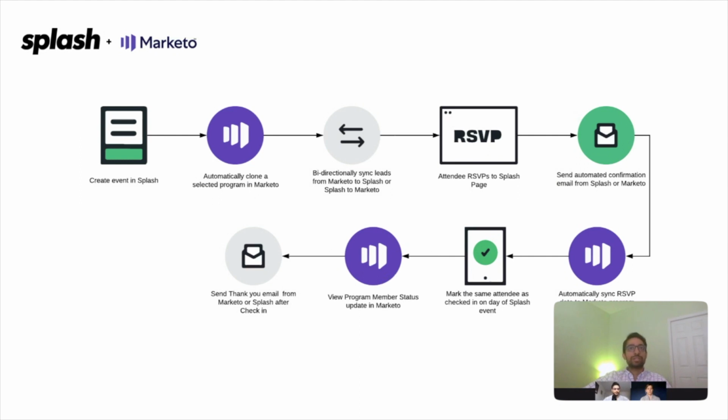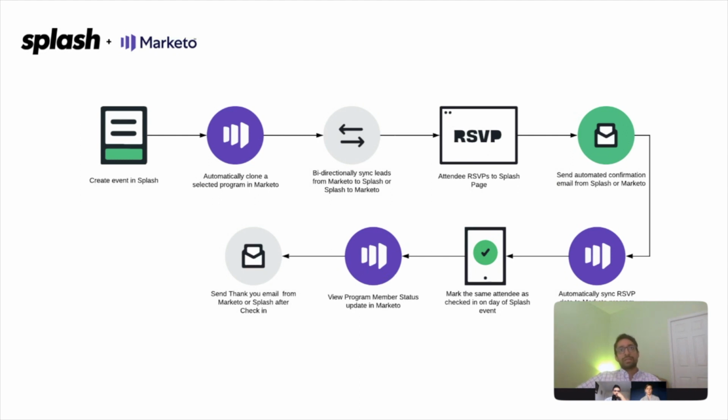And then fast forward to check-in on the day of the event, whether that's virtual check-in or in-person check-in. That's strictly another status update. So that same lead record gets yet another ping on the program member list to update to a checked-in or equivalent status. And then from there, it's really up to you in terms of how you want to follow up, whether that's a simple thank you email from Marketo or whether that's a larger drip campaign that you want to drop these attendees into. So pretty straightforward there.